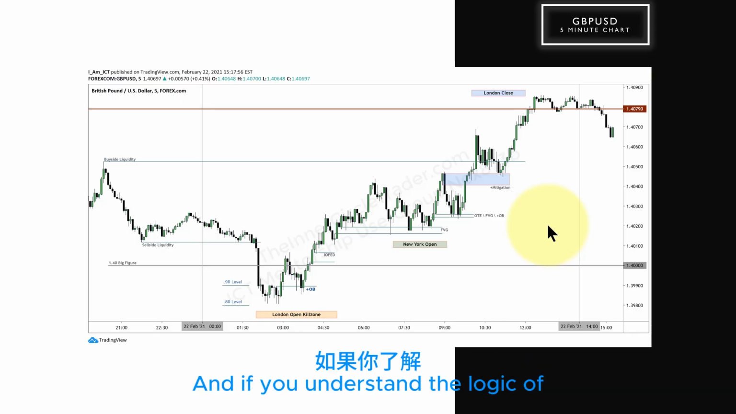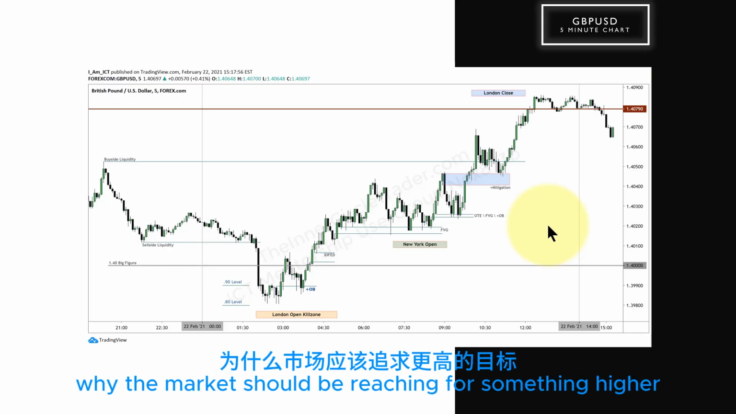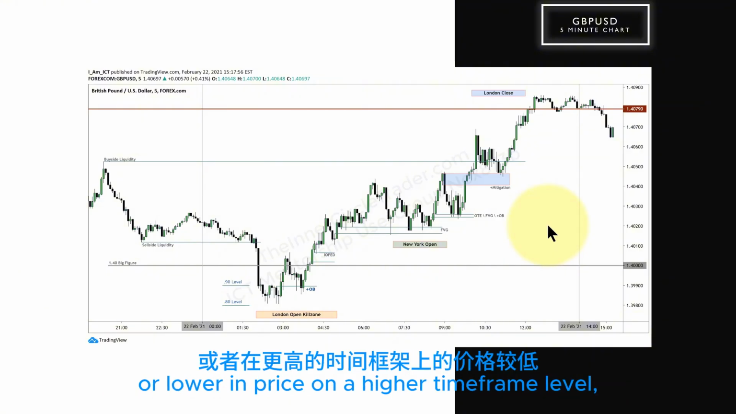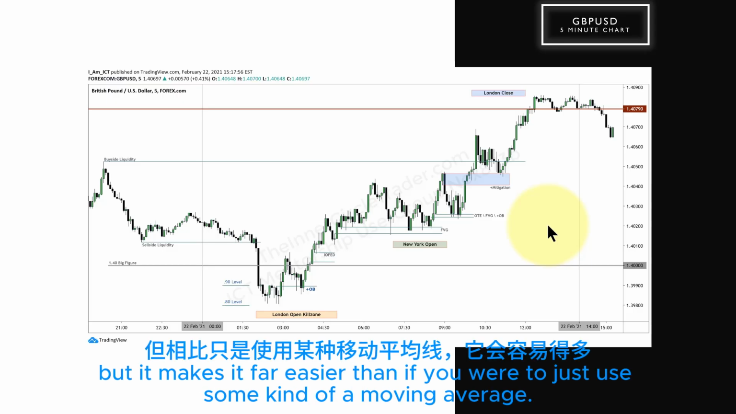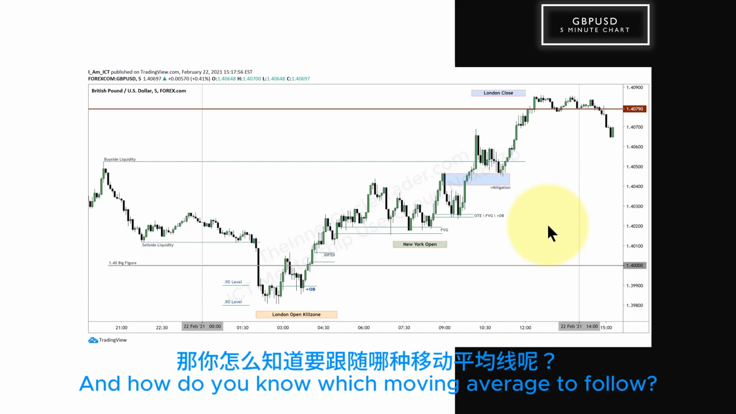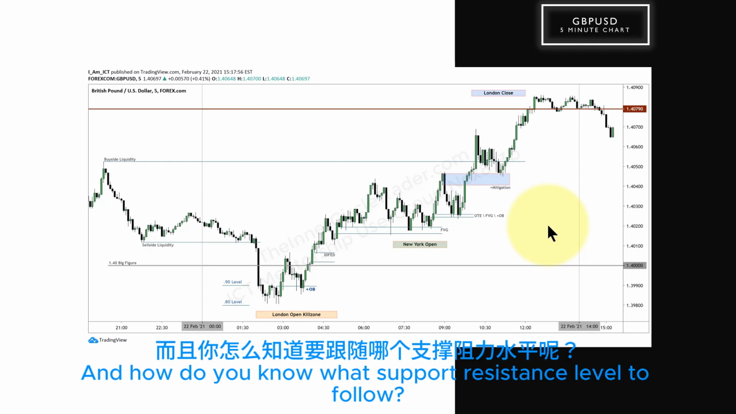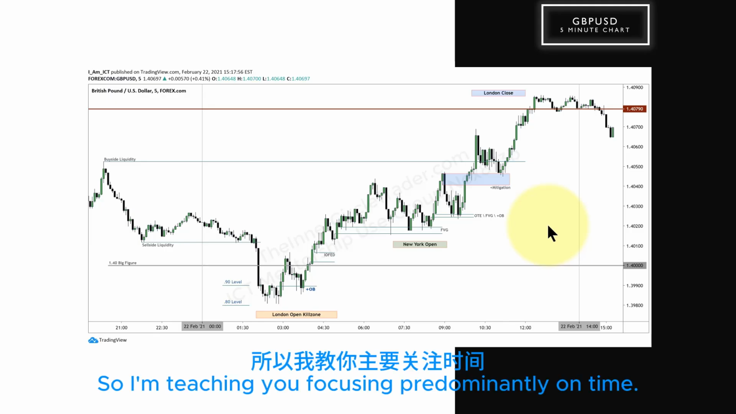And if you understand the logic of why the market should be reaching for something higher or lower in price on a higher time frame level, it really makes it not perfect and easy, but it makes it far easier than if you were to just use some kind of a moving average. And how do you know which moving average to follow? And how do you know which support and resistance level to follow? So I'm teaching you focusing predominantly on time.